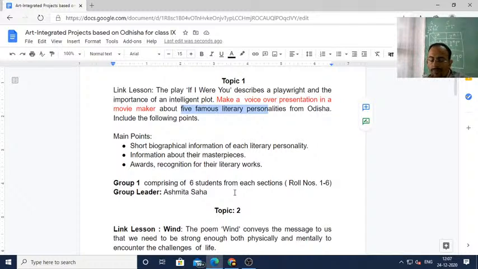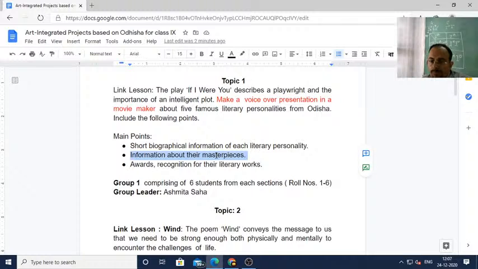So five people will be collecting the text content about five famous literary personalities. So first point is short biographical information of each literary personality. So one student will take up one literary personality. Then information about their masterpieces. Masterpiece means the works for which they are famous. The works which they are famous for are called masterpieces.